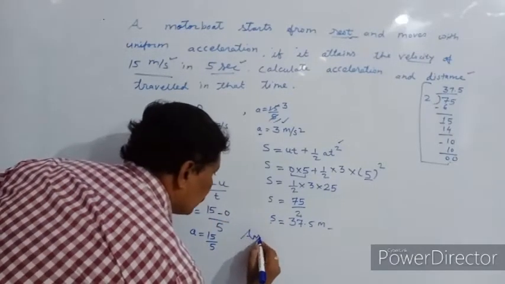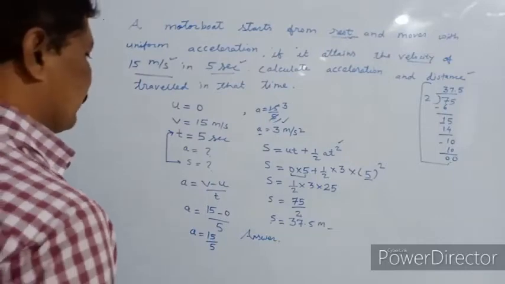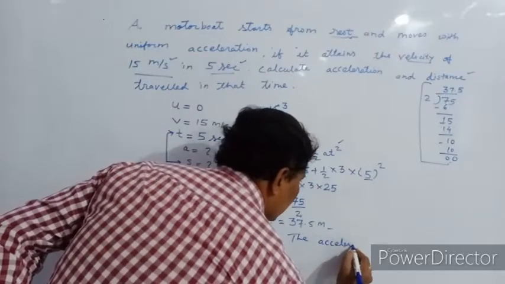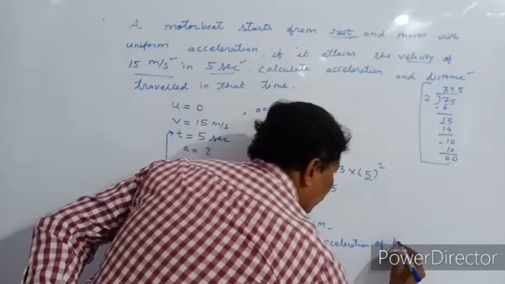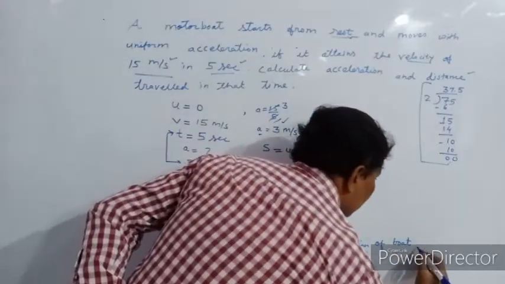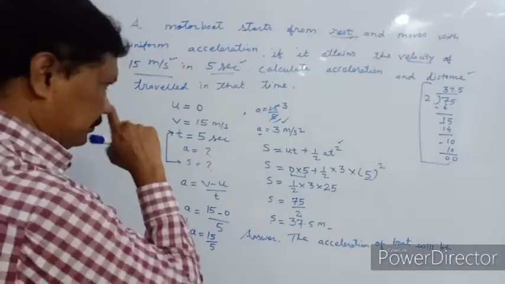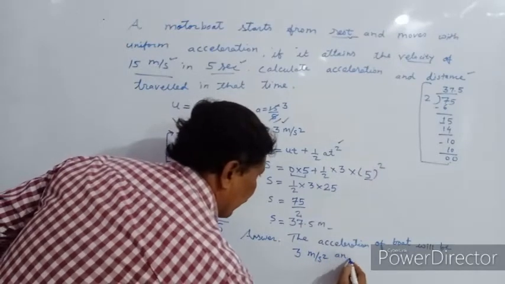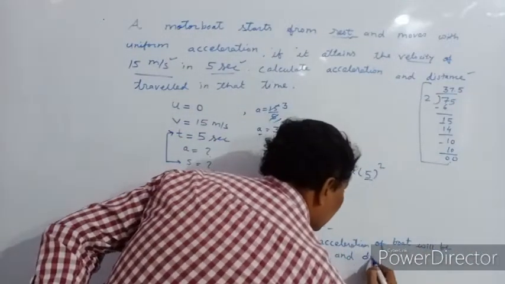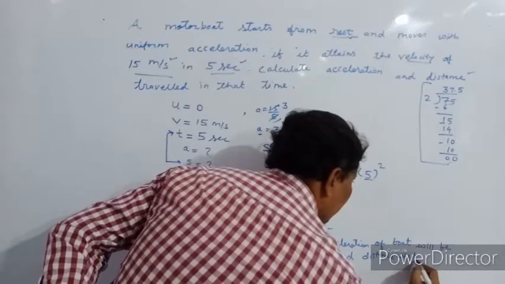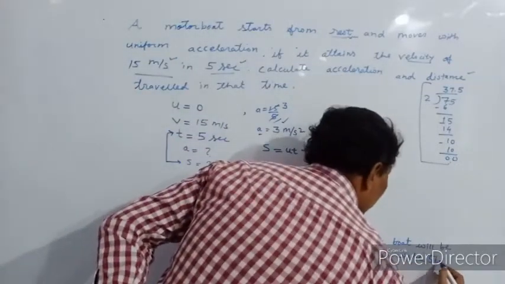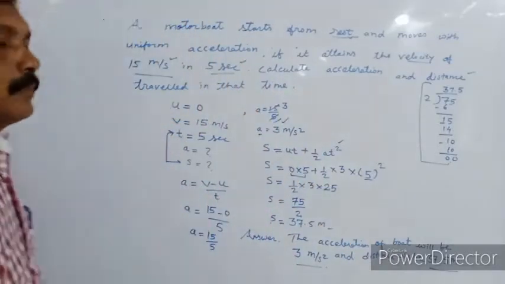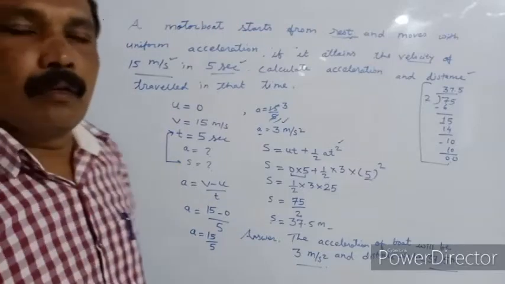Answer: the acceleration of the boat will be 3 meter per second square, and second, the distance will be 37.5 meter. One more example we are going to study.